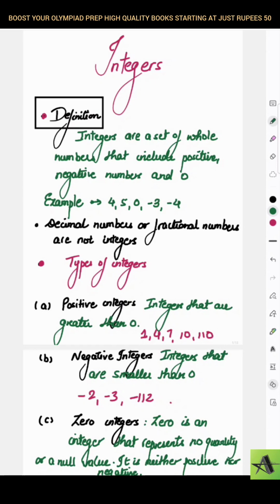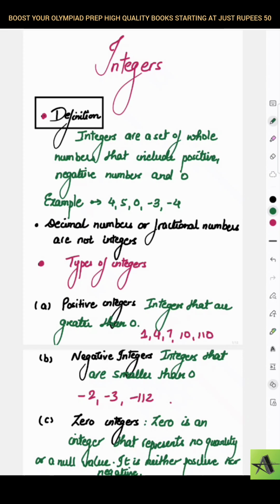Grade 7 Olympiad series. Whether you're from CBSE, ICSE or any other board, this series is perfect for mastering Olympiad level maths, starting with our first topic, integers. In today's session, we'll be covering the complete basics of integers step by step in a way that's easy to understand and perfect for your Olympiad preparation as well as your board preparation.